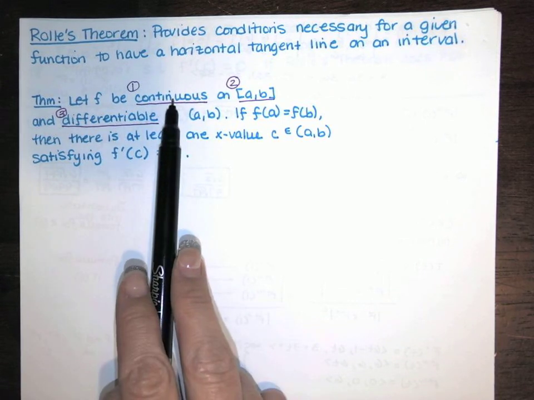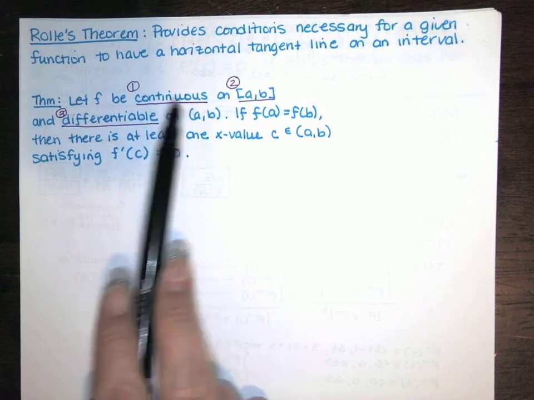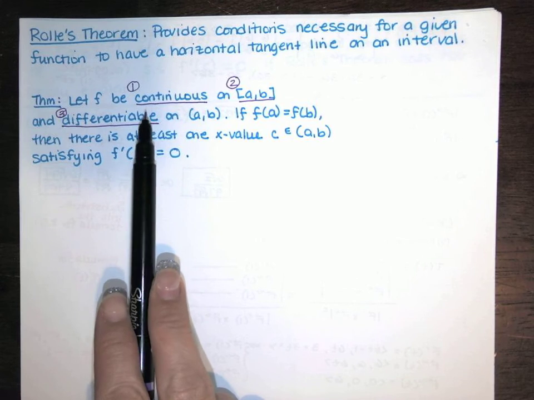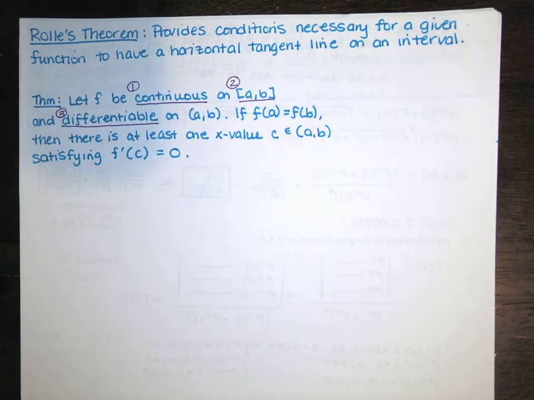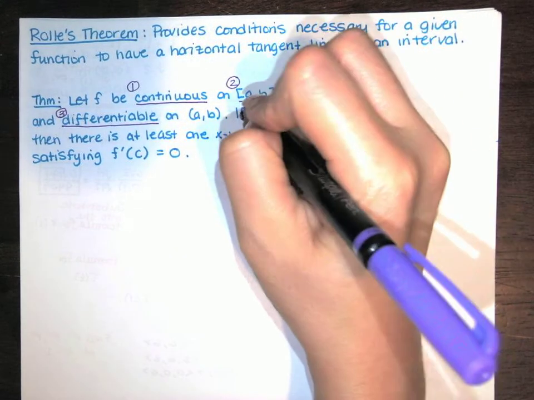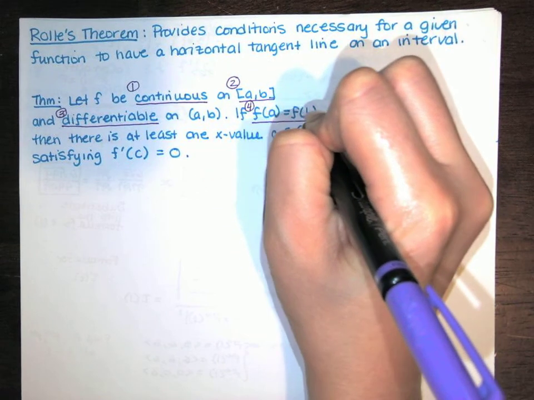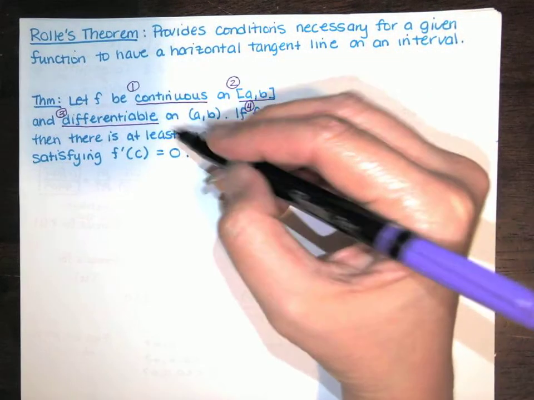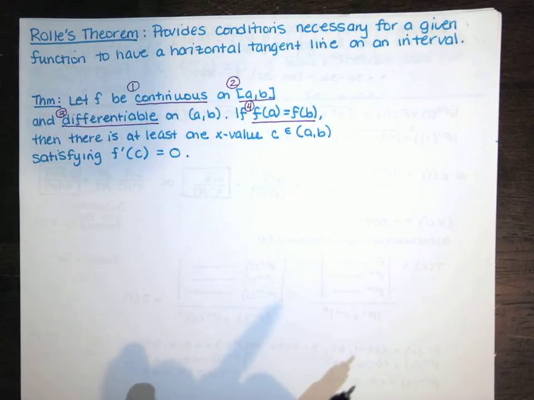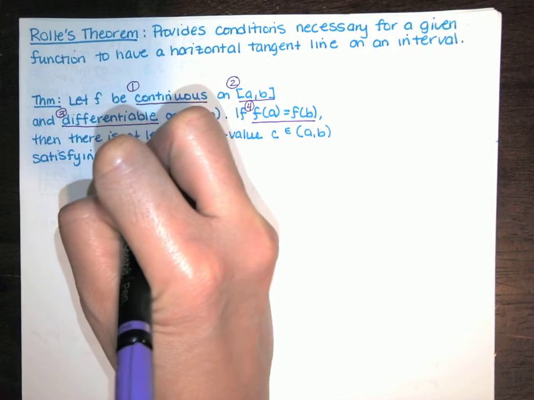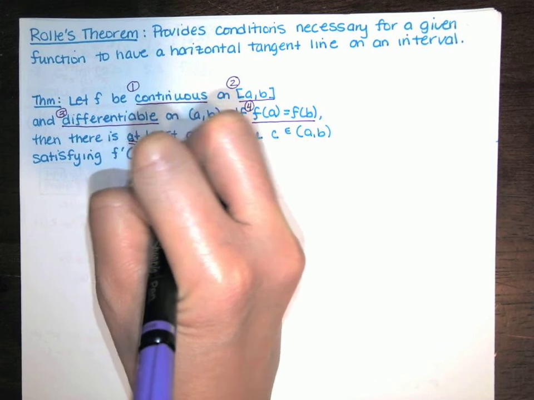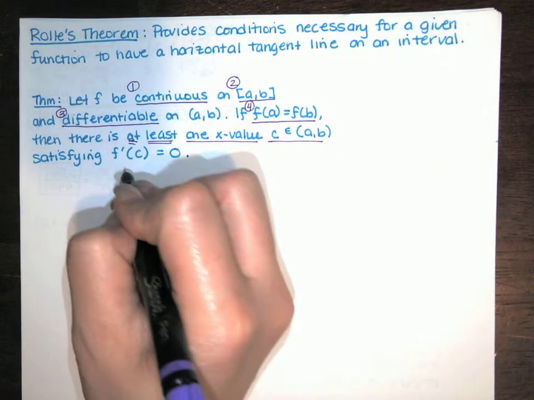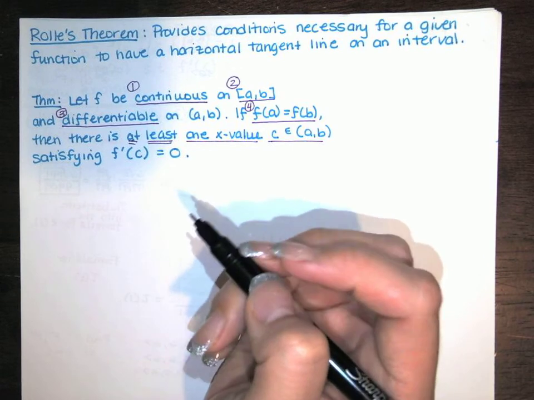So I've got a function that is all drawn in one piece, that's nice and smooth on the interval from a to b. If it's continuous, it's smooth, and we're on a closed interval from a to b, and the following is true, fourth condition: f of a is equal to f of b. If all of those conditions are satisfied, then we're guaranteed at least one x value c in the interval from a to b, such that the derivative at c is equal to 0.